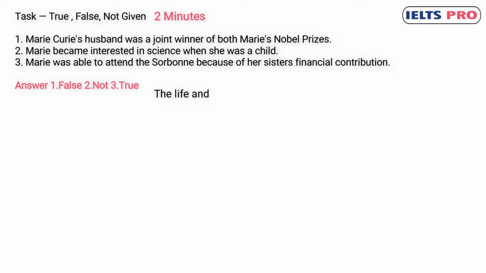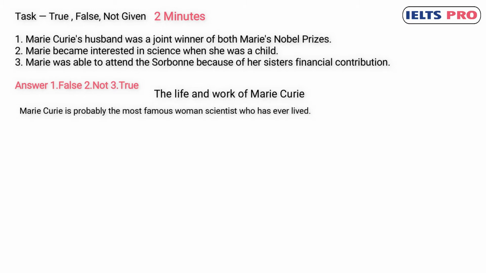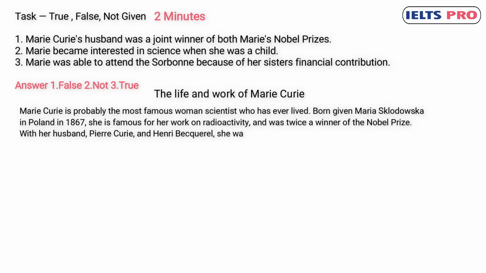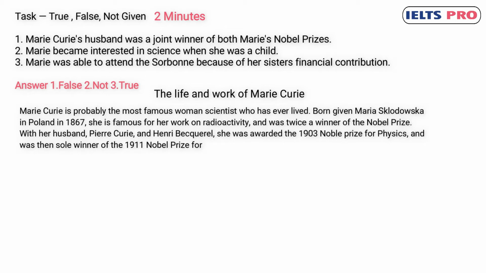The life and work of Marie Curie. Marie Curie is probably the most famous woman scientist who has ever lived. Born Maria Sklodowska in Poland in 1867, she is famous for her work on radioactivity, and was twice a winner of the Nobel Prize. With her husband, Pierre Curie, and Henri Becquerel, she was awarded the 1903 Nobel Prize for Physics, and was then sole winner of the 1911 Nobel Prize for Chemistry. She was the first woman to win a Nobel Prize.